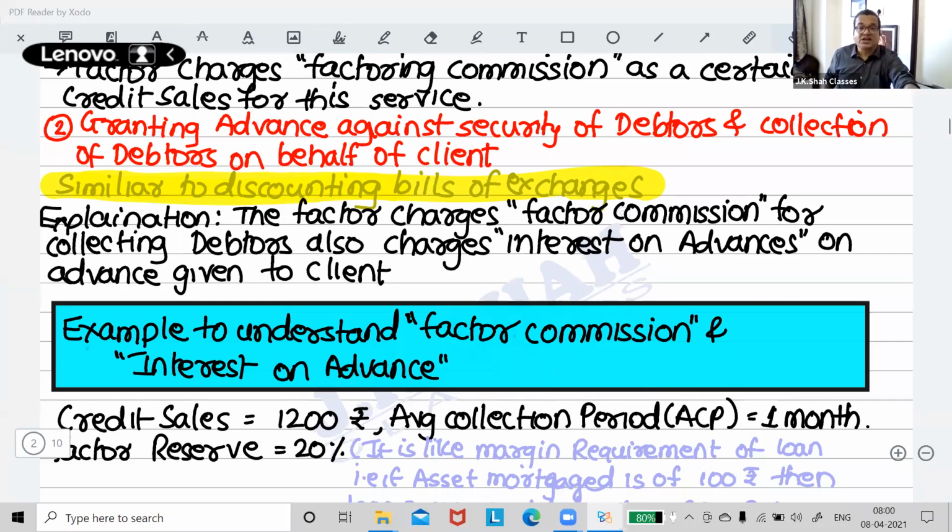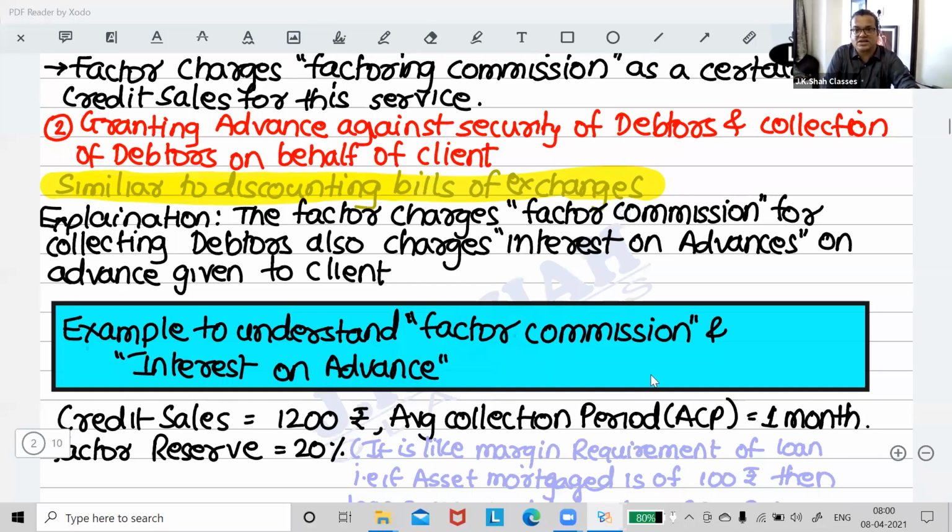Now, once we are clear with the concept that he will charge us both the things, factor commission as well as interest on advances, let us see how it will actually work out. Just an example. First, understand this concept: there will be two things charged. Commission is charged to us, and interest on advance is also charged to us. Once you understand these two things, then we are good to go to take some numbers around it.